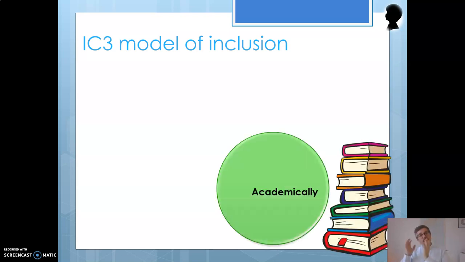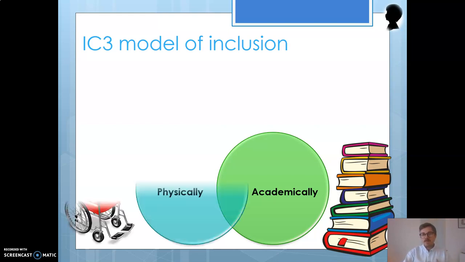Alenkær is stating that we can be included academically. That means that the academic problems or the tasks in the school, we can in fact solve them. We can do the tasks in the school academically. We can read, or we can write, or we can do math. But it's not the only way we can be included.